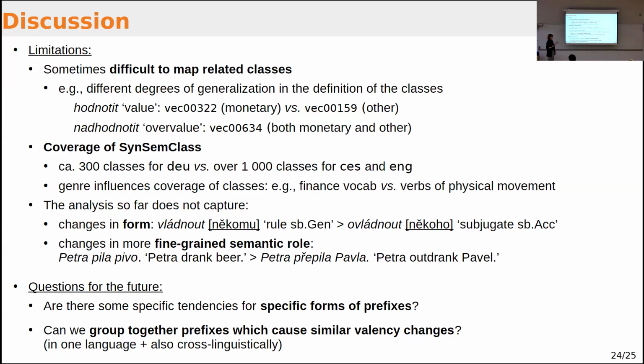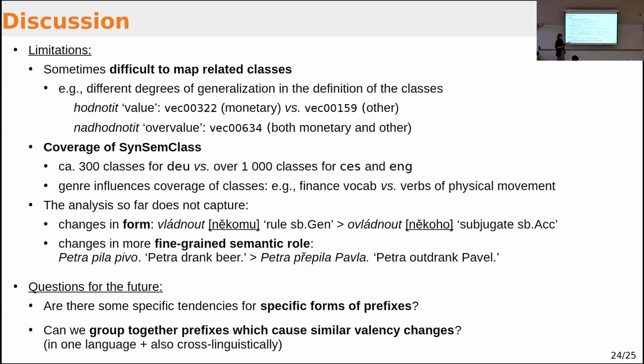To demonstrate this on an example, we have two verbs, to drink and to outdrink someone, pít and přepít. In sentences like Petra drank beer and Petra outdrank Pavel, on the level of PDT functors, we have an actor and a patient for both verbs, and so there is no change in valency.